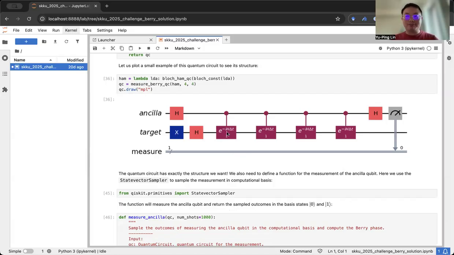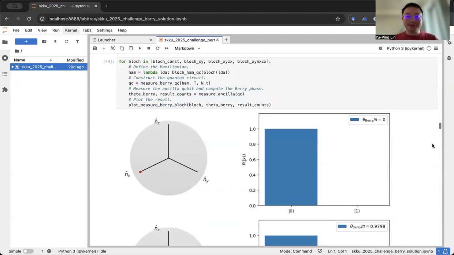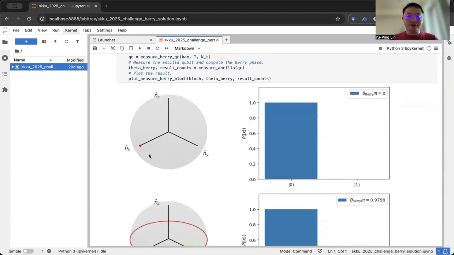Then we apply the time evolution in a discrete way because we're doing numerical time evolution. We need to discretize the time step and apply the controlled unitary one by one. And at the end, we interfere the ancilla qubit with the Hadamard gate, and we do the measurement. So let me show you the results. Indeed, for the constant Hamiltonian, we see that the final state of the ancilla qubit is just a 0 state, and the resulting Berry phase is 0.